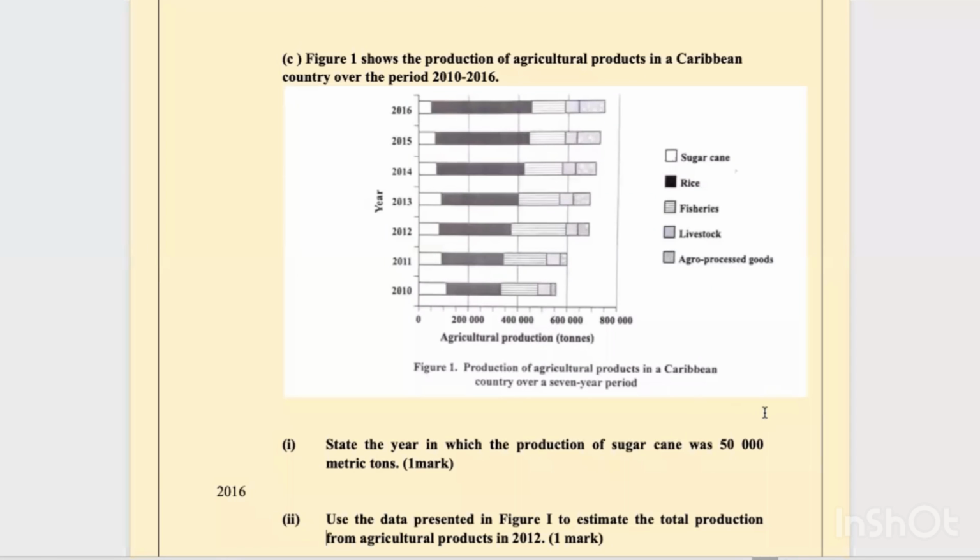Take a minute to analyze what's going on in the graph. First part here says state the year in which the production of sugarcane was 50,000 metric tons. Right? So looking at the graph here, which year was the production of sugarcane 50,000 metric tons? All right, so if this is 200,000, then half of this is 100,000 here, right? So this would be 50,000 right here. So looking at this, it is 2016 that had 50,000 metric tons.